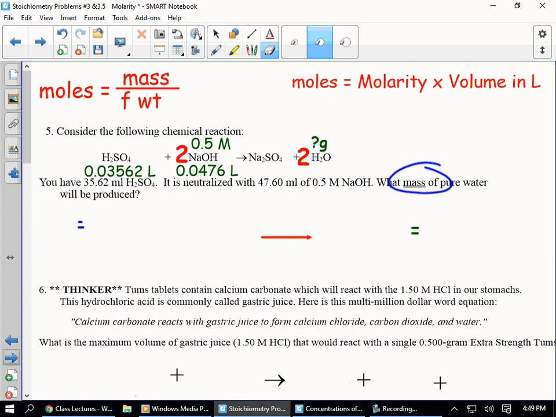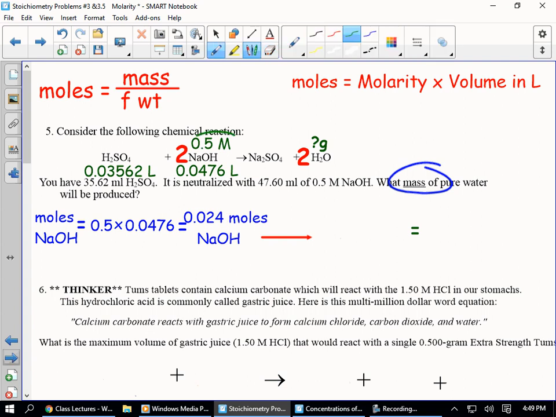What I'm worried about is my NaOH, because I always have to find moles. So the moles of NaOH, the only thing I can get moles of, is equal to the molarity, which is 0.5, times the volume in liters, which is 0.0476. When you multiply that, you get 0.024 moles of NaOH.